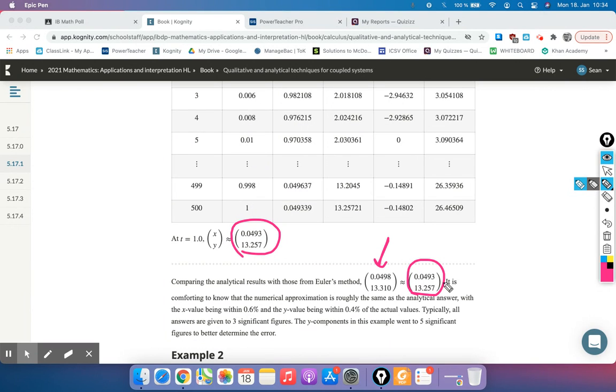And it's very close. They just want you to know that the formula is called analytical results, and then Euler's method is the approximation. They just want you to see how close it is. So that's it for example 1.